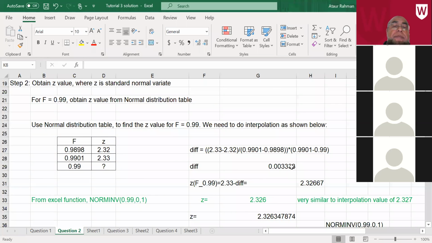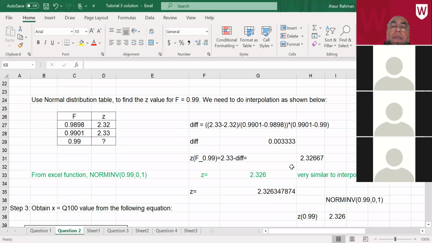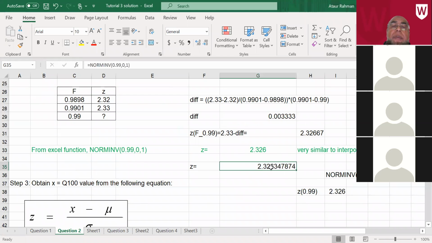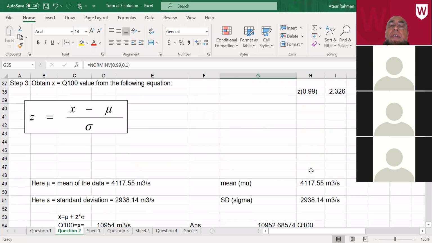Okay, let us see. NORM.INV is used to find Z. What about NORM.DIST? We are using NORM.DIST for any probability given, like 0.99, that is the F value. So with the F value given, we are trying to find the Z, which is the standard normal variate. Is it clear? So to find Z, you use that one.